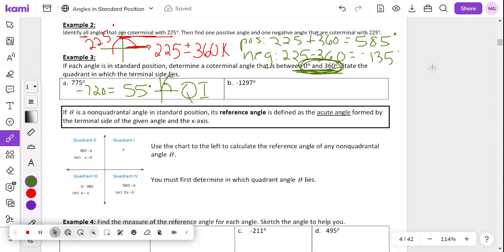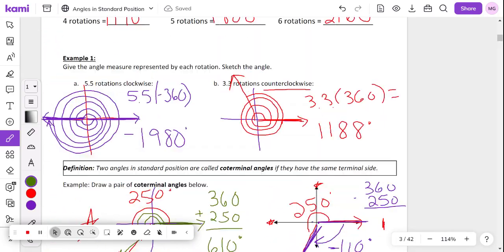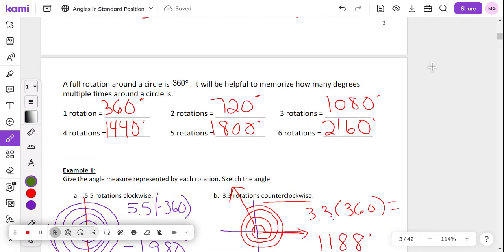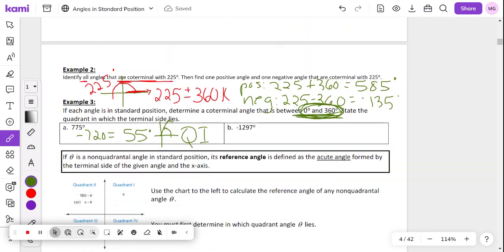When we have a negative angle like this, I'm asking you to give me an angle that is coterminal with negative 1,297 degrees. What we want to do is think about these numbers. So keep in mind negative 1297. You're going to add the next bigger one. If we had added 1080, it wouldn't get us positive. So we're going to go for 4 full rotations.